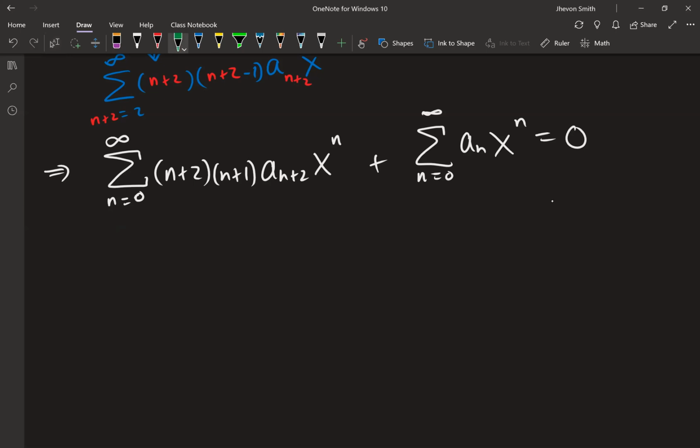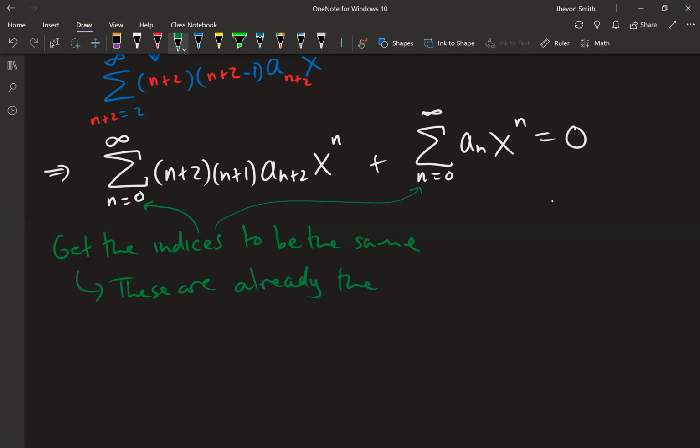The next thing you want to do is get the indexes to be the same, or indices is the proper plural. The indices are the guys that are right here, like the n equals zeros. These are already the same, so let's move on. We'll see examples where they're not the same, and you'll see how you have to do it. So the next thing you want to do is combine the series.